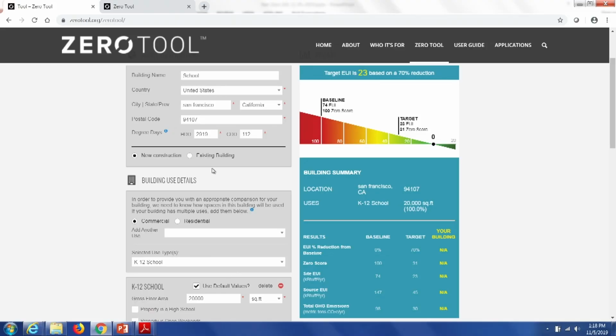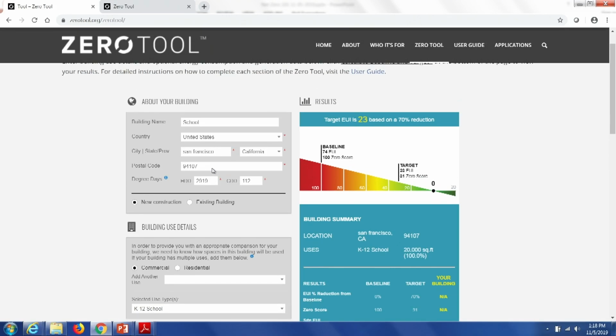So let's go back over to the tool and put in a zip code. Let's change this to San Diego, and let's put in a zip code of like 92102.